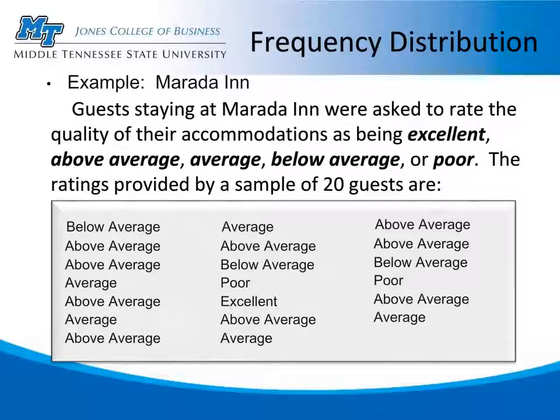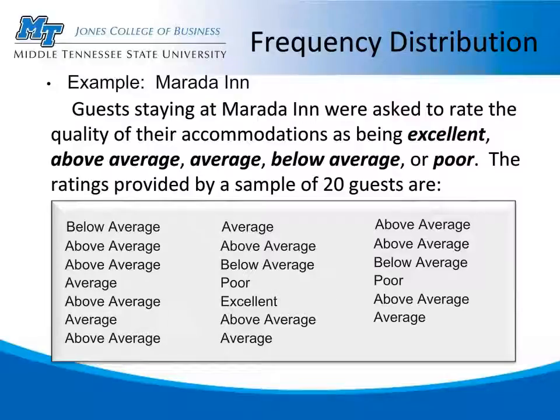This little example is for the Murata Inn. They asked their guests to rate the quality of the accommodations, and they provide us here with a sample of 20 guests. It's not very easy to just look at the 20 different ratings.